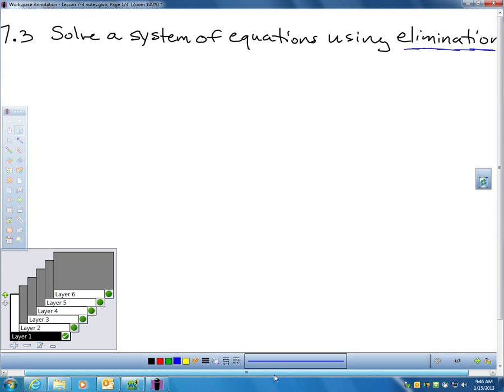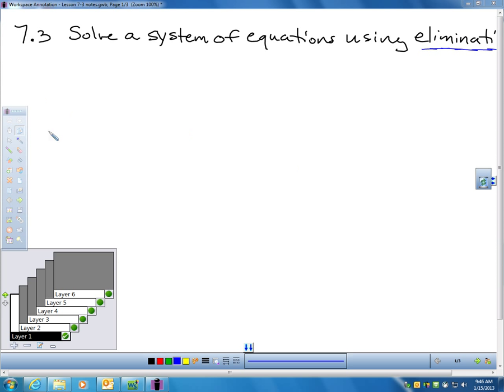And before we do anything together, let's just quickly look. If you look on page 444, that is where I need you to be. There's three steps to using this method, which is called elimination. Step one, add or subtract the equations to eliminate one variable. I'll go over what that means in a minute. Step two, solve the resulting equation for the other variable. And step three, substitute either original equation to find the value of the eliminated variable.